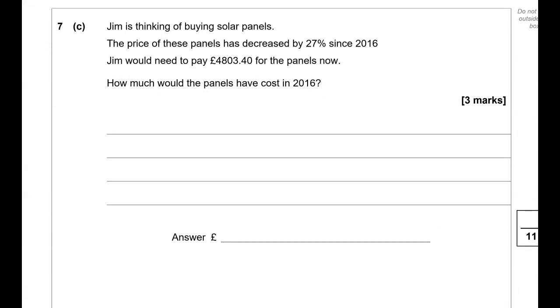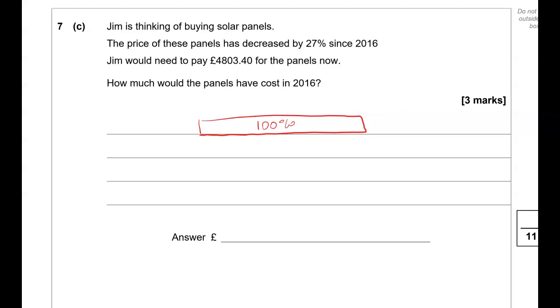Jim is thinking of buying solar panels. The price of these panels has decreased by 27% since 2016. Jim would need to pay £4,803.40 for the panels now. How much would the panels have cost in 2016? So if we represent here the cost in 2016, should have been 100%, the 100% amount, which we don't know at the moment.